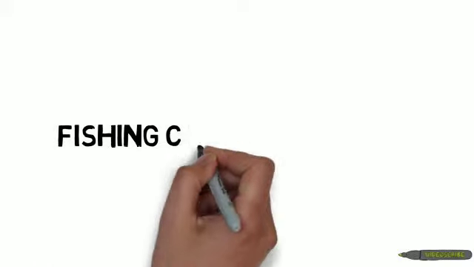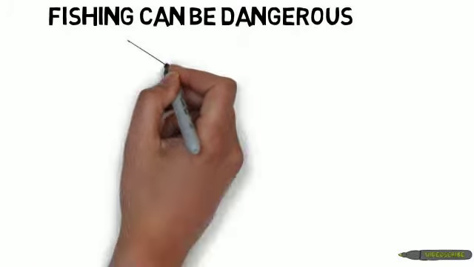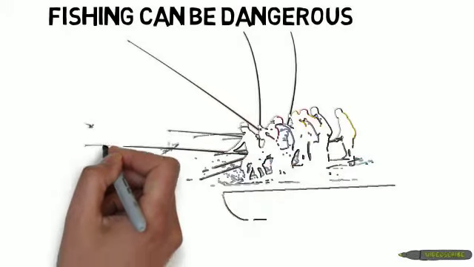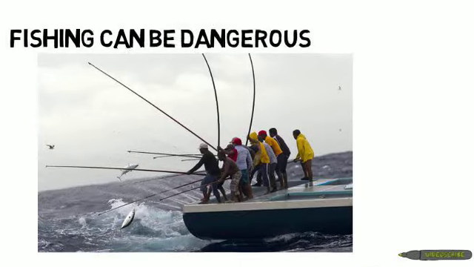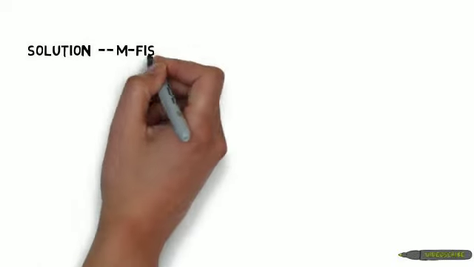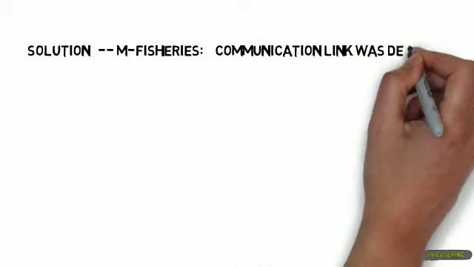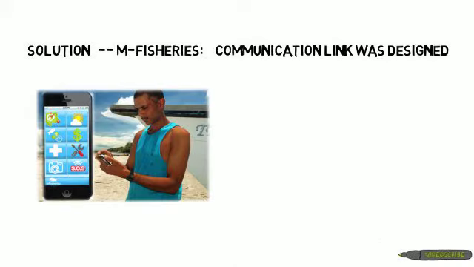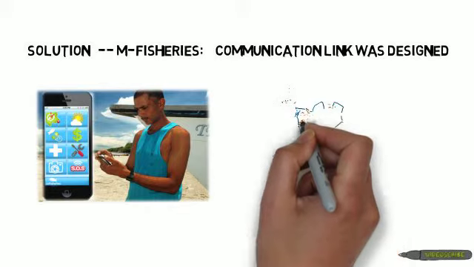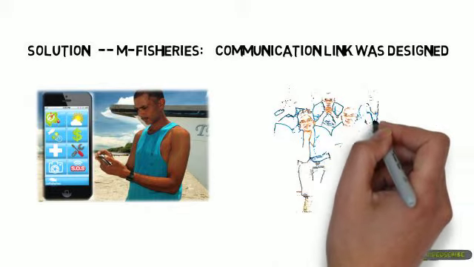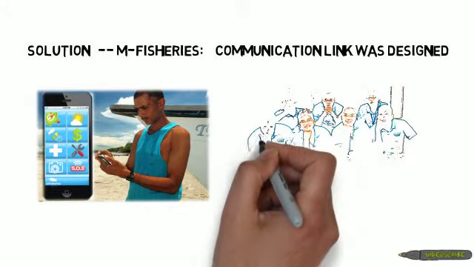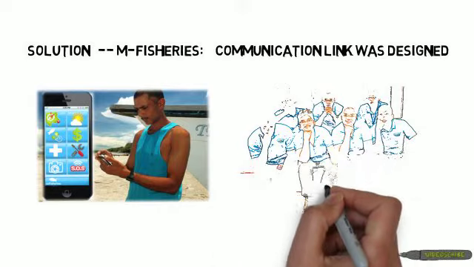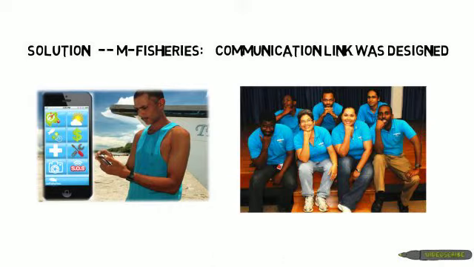Fishing is one of the most dangerous occupations in the world. As a consequence of this, it was proposed to use M-Fisheries, a mobile application, to facilitate emergency communication. However, due to the lack of communications infrastructure, this has become a challenge. Thus, propagation principles and models were investigated and a communication link was designed.